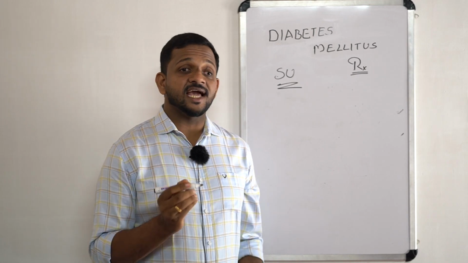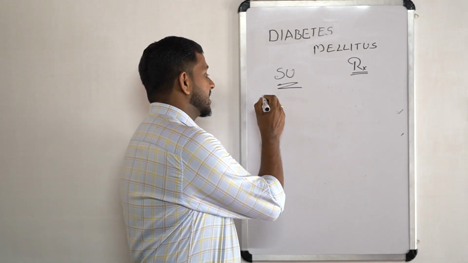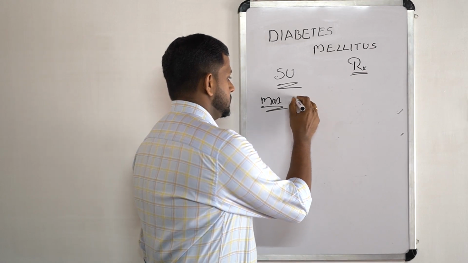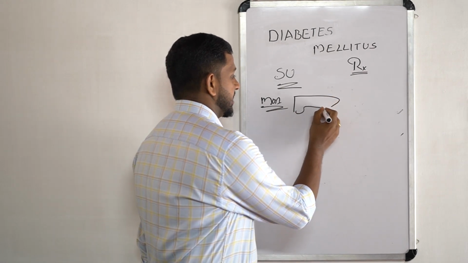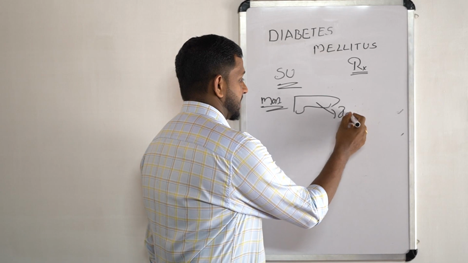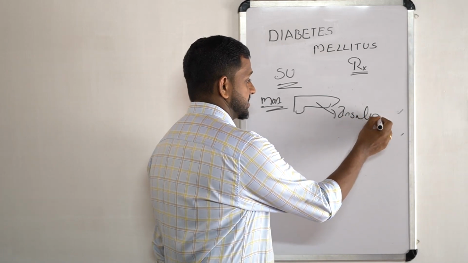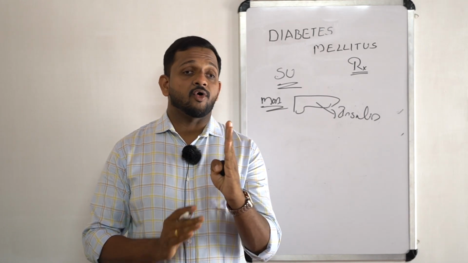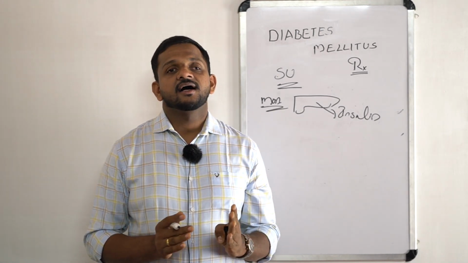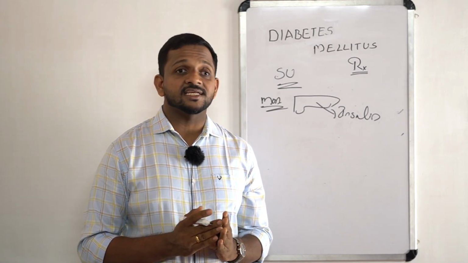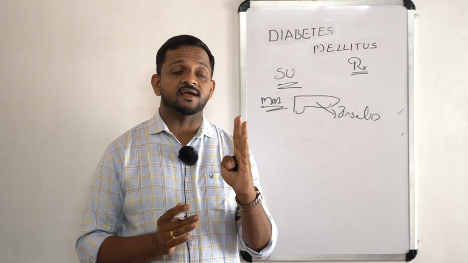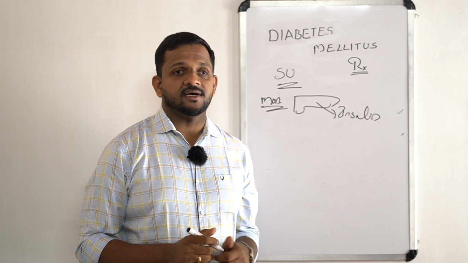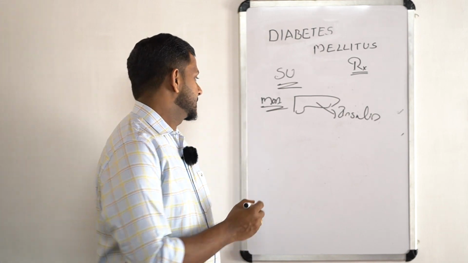Sulfonylureas act by increasing the insulin secretion from the beta cells of the pancreas. First we have given metformin to overcome the insulin resistance. After overcoming the insulin resistance, if sugar levels are not getting controlled, we should increase the production of insulin, and that is done by the sulfonylurea category.